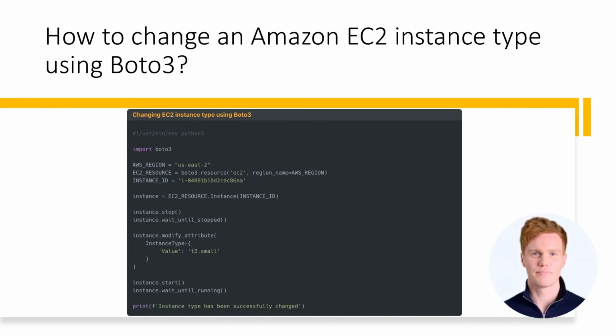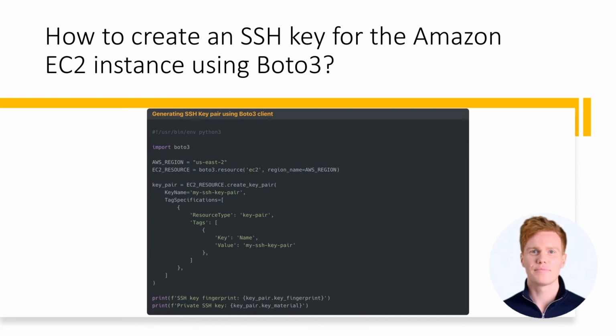To modify the EC2 instance type, you need to use the modify attribute method of the EC2 client. This method accepts the instance type argument in the form of a simple Python dictionary where you provide the instance type value. Pay attention that you can't change the instance type for the running EC2 instance, and you need to stop it before. As soon as you applied a new instance type, you can start the instance. Easy, right?